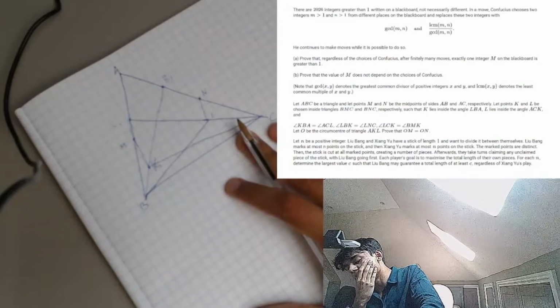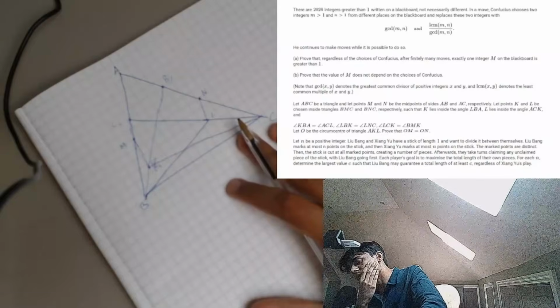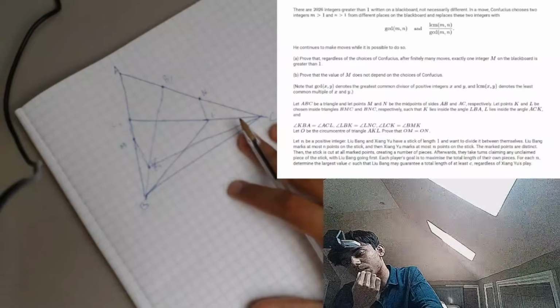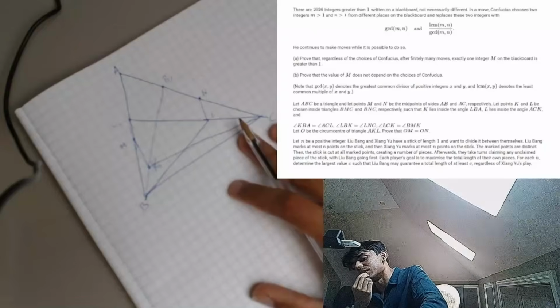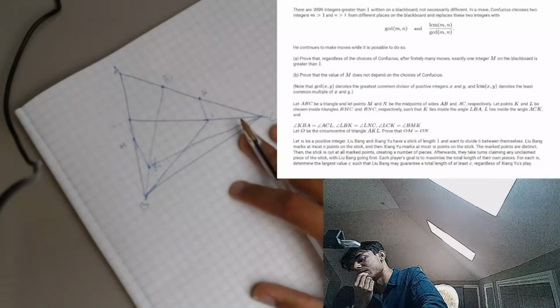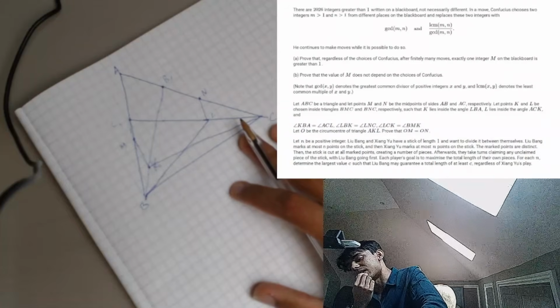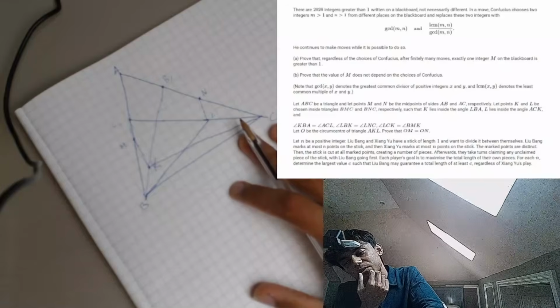So circle AKL meets AB at C2, AC at B2, and we want to show that MC2 times MA equals NA times NB2.